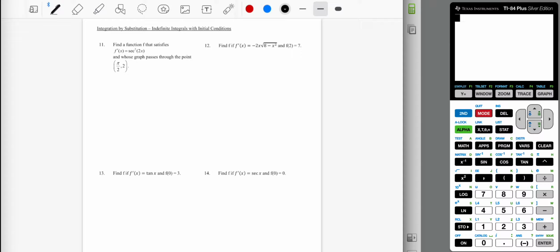So page 24 deals with finding the value of c. It's indefinite integrals with initial conditions. So we're looking for, based off of the condition, the value of the c that would give us a particular solution rather than a general solution.